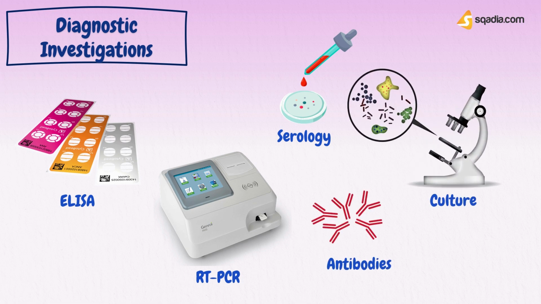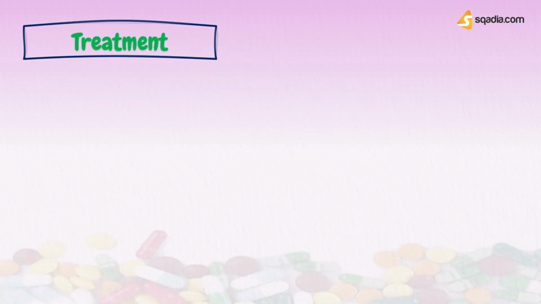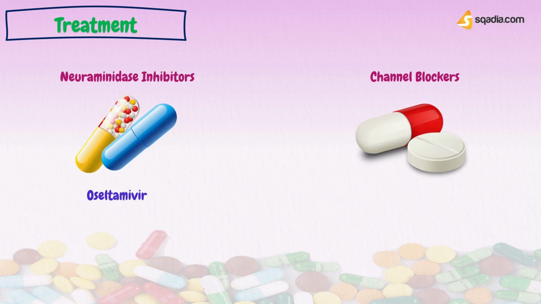Influenza can also be diagnosed by the detection of antibodies in the patient's serum. Moving on to the treatment and prevention of influenza viral infections. Treatment options for influenza infections include neuraminidase inhibitors and channel blockers. Oseltamivir and zanamivir are used for both the treatment and prevention of influenza. These drugs inhibit the release of viruses from infected cells, limiting the extent of the infection by reducing the spread of the virus from one cell to another. They are effective against both influenza A and B viruses.